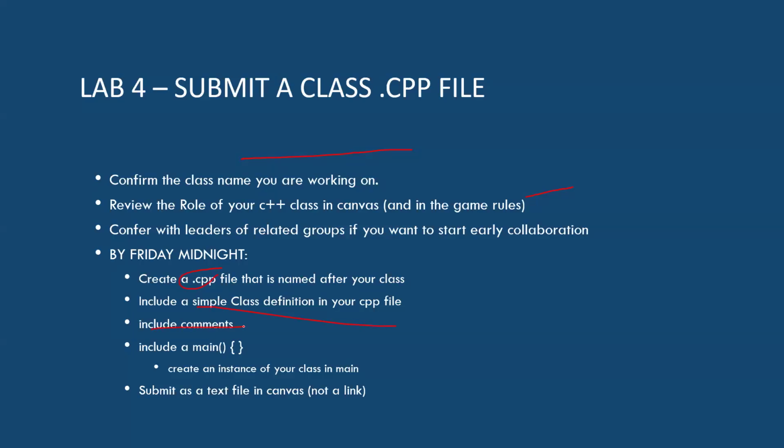Maybe a comment that says what your class does. You can take it right out of Canvas if you want. Create an instance, and it's a text file, so no links on this one. So I'm going to be your build master. I'm going to collect all of your files together, and we're probably going to build this off of GitHub. So we're going to find a way where everybody can go watch and see their code show up.